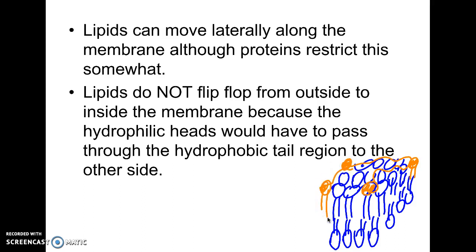What would not happen to this phospholipid is it would not flip over and end up on the other side that's facing the inside of the cell. The reason that wouldn't happen is that since phosphate is hydrophilic, there's no way this phosphate is going to pass through this whole hydrophobic section and end up on the other side. So phospholipids facing the outside, even though they move around laterally, side to side and around on the same side, don't flip and end up on the other side. That's all that's trying to say.